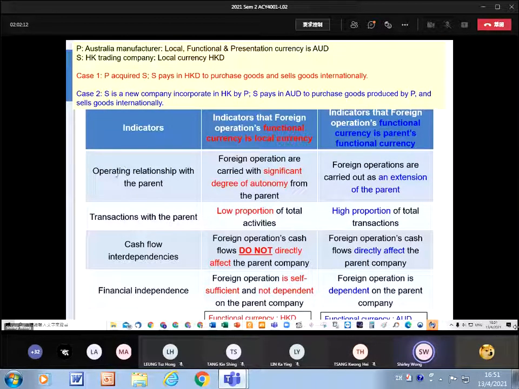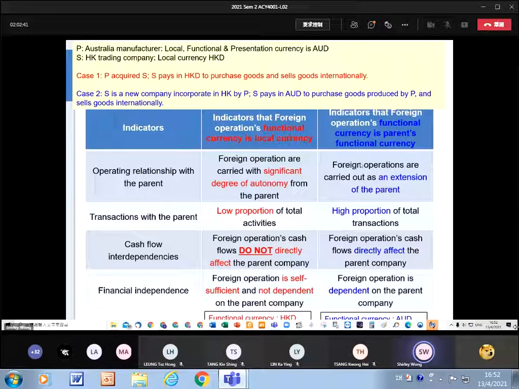So let's look at the operating relationship with the parent. For case 1, this foreign operation is carried out with a significant degree of autonomy from the parent. 好高嘅自主權. So they do not need to listen to the Australia company. They can design their own transaction. They can design their own operation. Therefore, they can pay Hong Kong dollar to purchase goods and then sell internationally. They do not need to follow the instruction of the parent company.